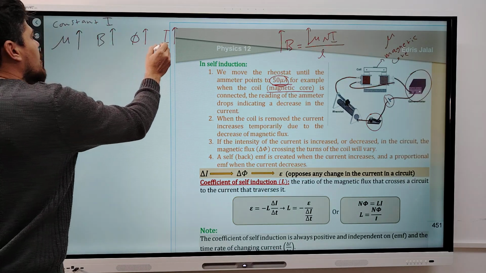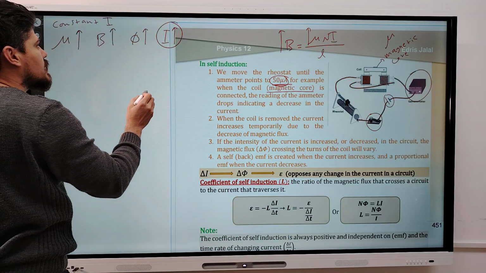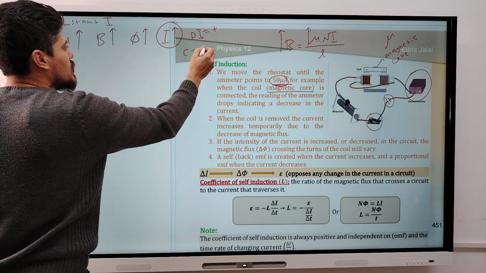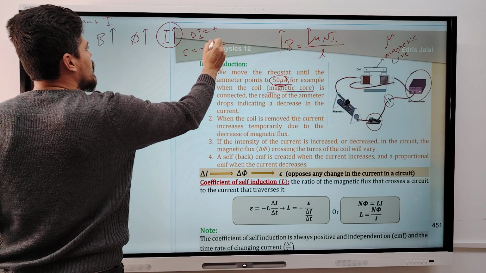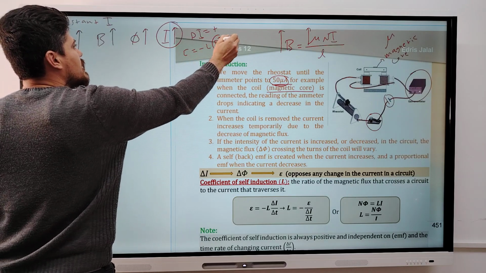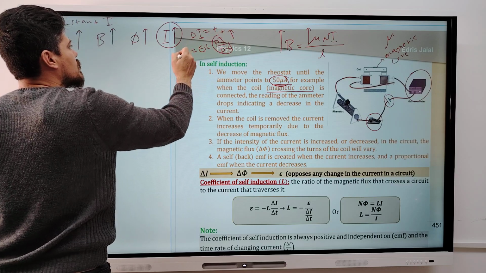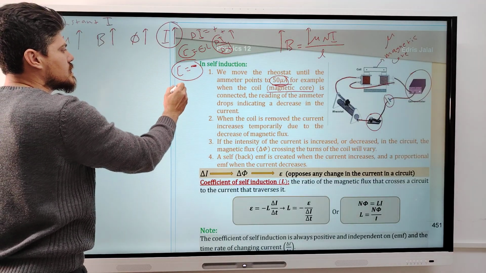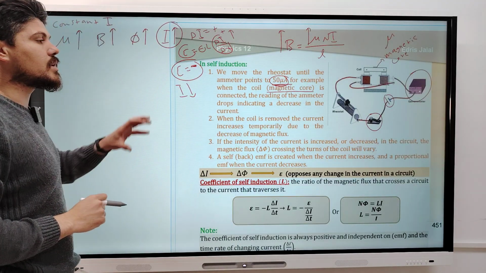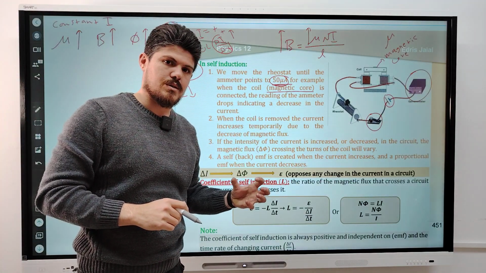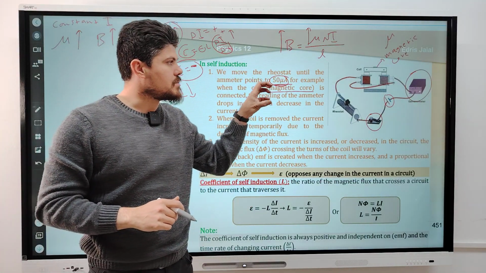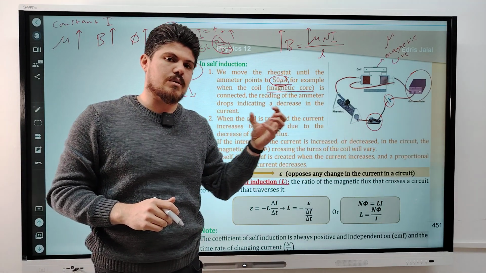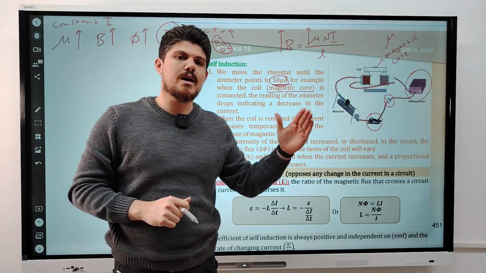Okay? So for the increasing of the current, it means that delta I is positive. And the EMF in self-inductance is equal to negative L delta I over delta T. When delta I is positive, positive times negative is equal to negative. It means that the potential difference decreases, the current also decreases. So the reading of the ammeter should drop. Okay? So when does the reading of the ammeter drop in self-inductance? By connecting the magnetic core or by removing the magnetic core? Absolutely, by connecting the magnetic core.